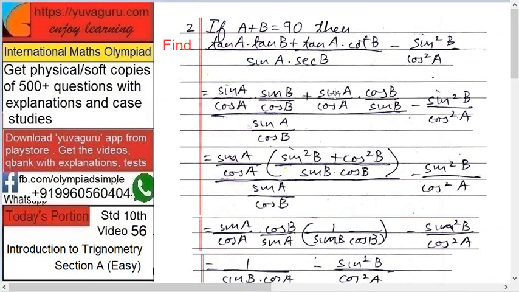So tan equals sin upon cos, so cot will be cos upon sin. Sec is the reverse of cos, so sec will be 1 upon cos, right? So write them.